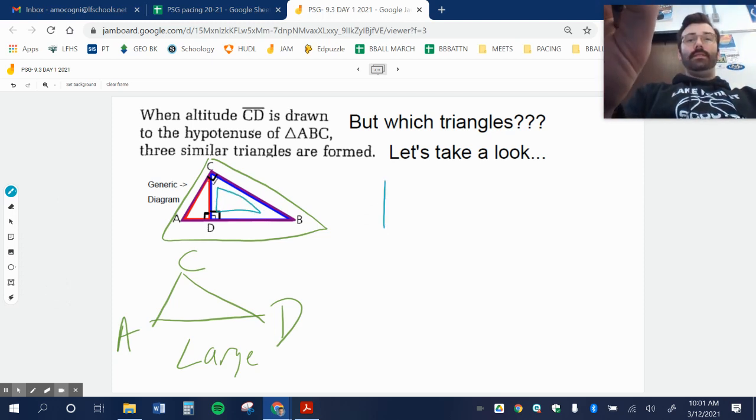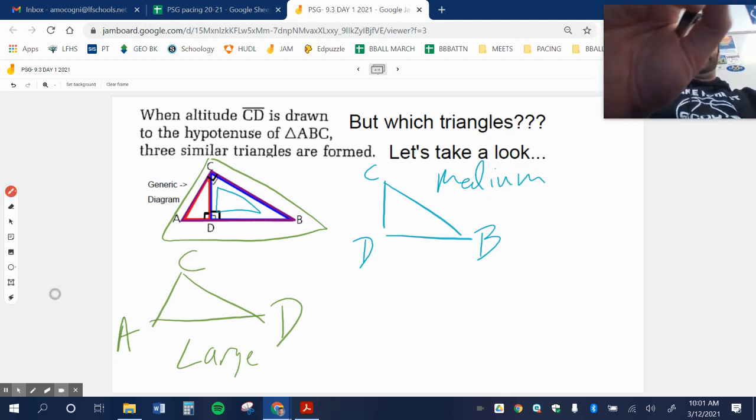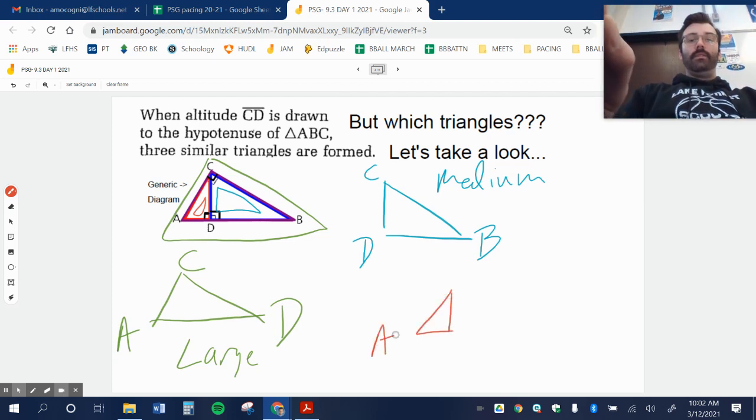So I have the blue triangle here. That is CDB. I call that the medium triangle. And lastly, I have this smaller one, ACD, and this is the small triangle.